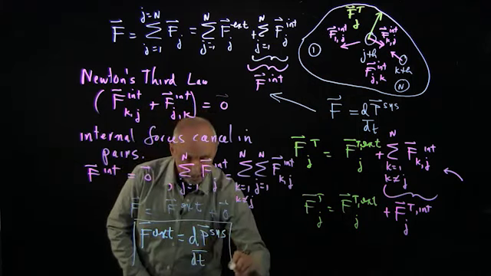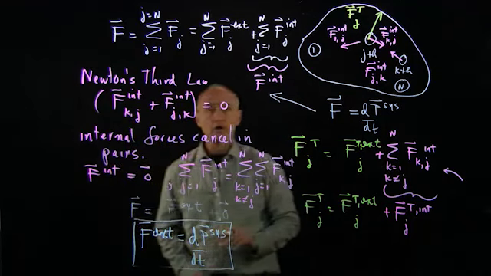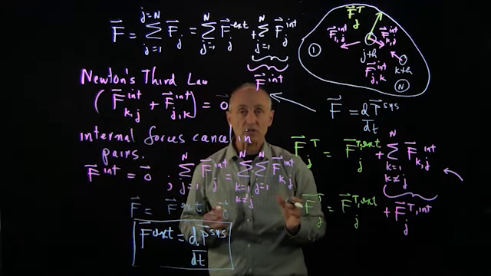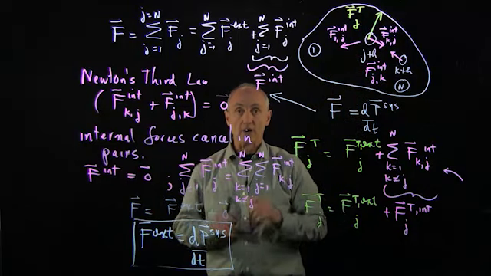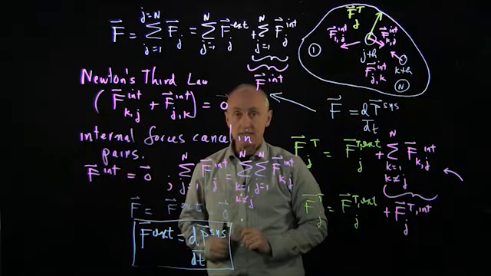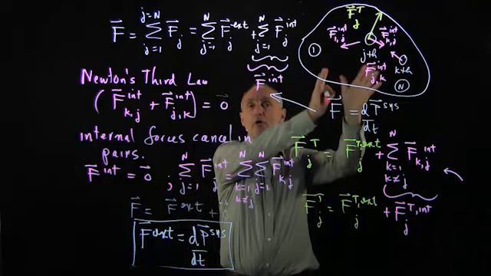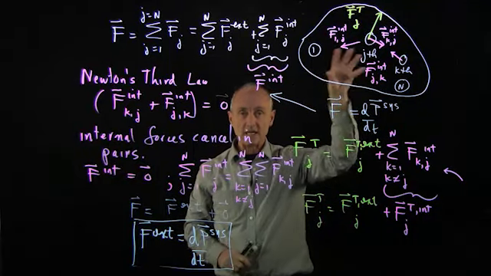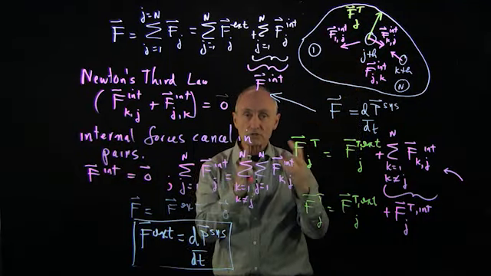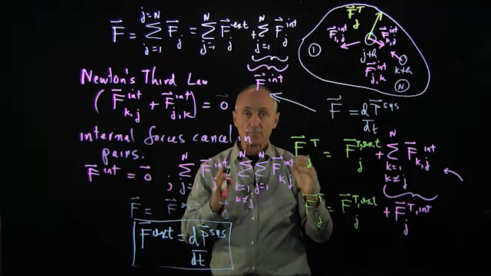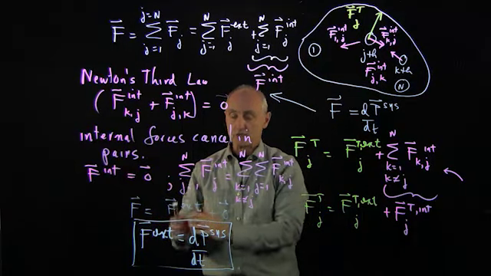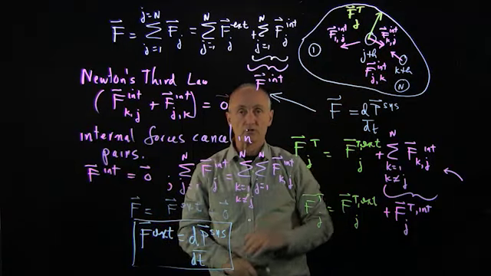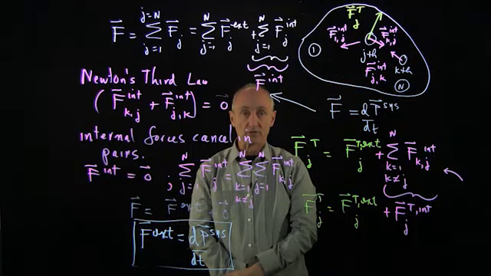And this becomes our expression for Newton's second law when we apply it to a system of particles, where the beauty of this idea is that no matter how complicated the interaction is inside the system, all of those interactive pairs sum to 0. And so the only thing that matters is the external force in terms of changing the momentum of the system. And now we'll look at some applications of that.